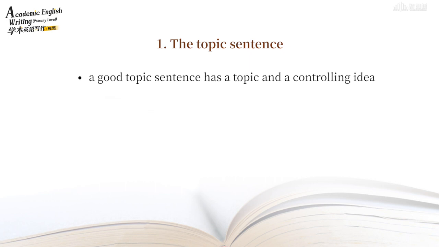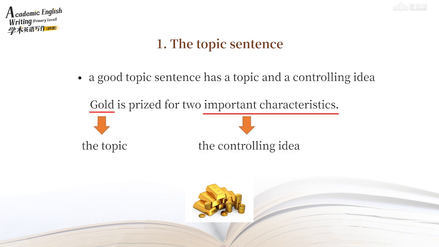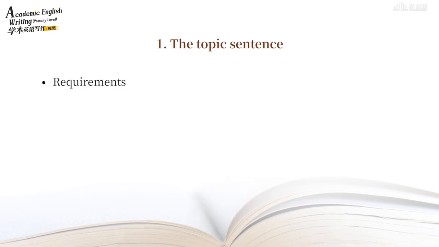For example, "Gold is prized for two important characteristics" is used as a topic sentence of a paragraph. The topic is gold, and the controlling idea is two important characteristics. Seeing this topic sentence, the reader will know that the paragraph is going to be about two main characteristics of gold. A good topic sentence should meet the following requirements.